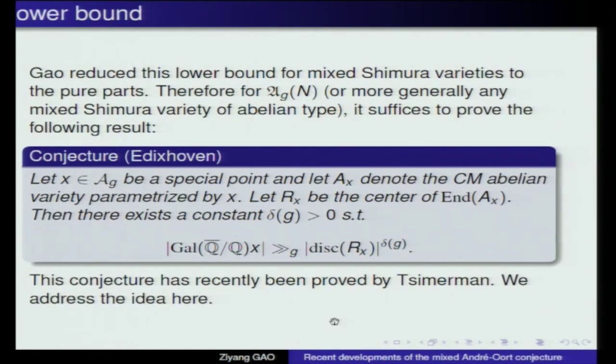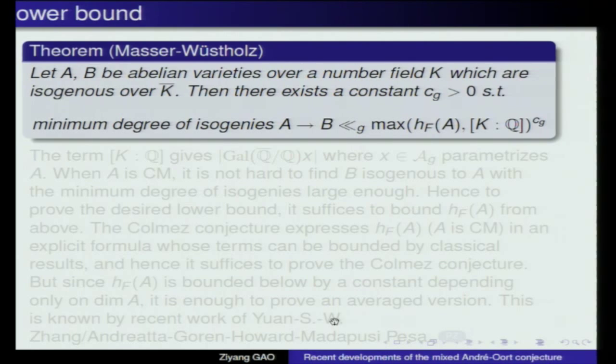And this conjecture has recently been proved by Tsimerman. Here I want to address the main idea of his proof. The starting point of the proof of Tsimerman is this theorem of Masser-Wüstholz. Let A, B be abelian varieties over a number field K which are isogenous over K-bar. Then there exists a constant c(g) such that the minimum degree of isogenies from A to B is bounded from above by the maximum of the Faltings height of A and the degree of K.